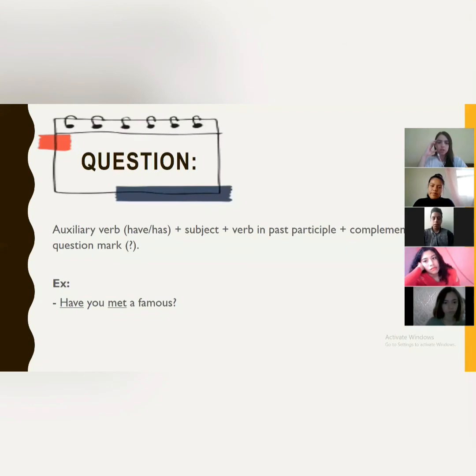Okay. Now, the structure for the question is first the auxiliary verb have or has, plus the subject, plus the verb in past participle, plus the complement, and plus the question mark. One example here is, have you met a famous person? As you can see here, first we start with the auxiliary verb have, then the subject you, the verb in the past participle met, and the complement, and then the question mark.